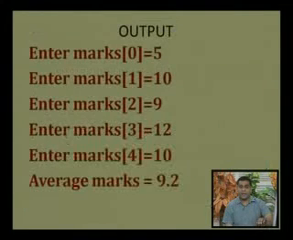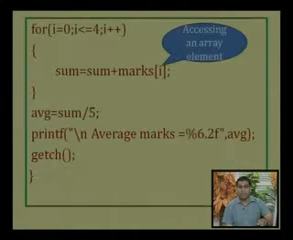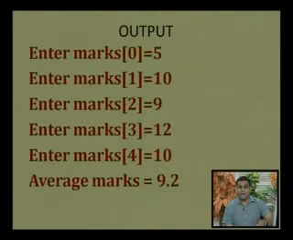Again the array index will be incremented by 1. So 24 plus mark of 3, mark of 3 equal to 12. So 24 plus 12 now becomes 36. Now again it will be incremented by 1.